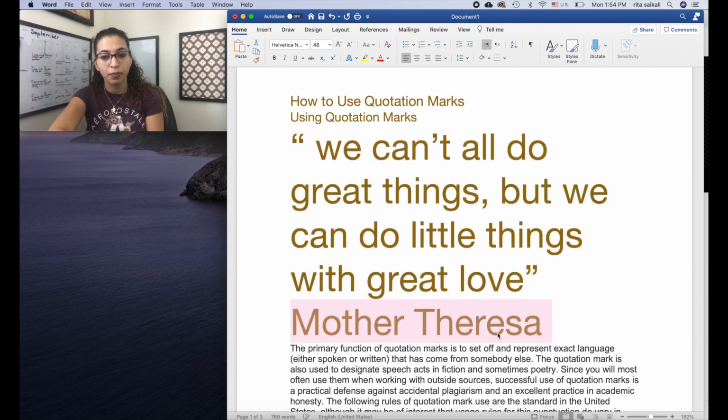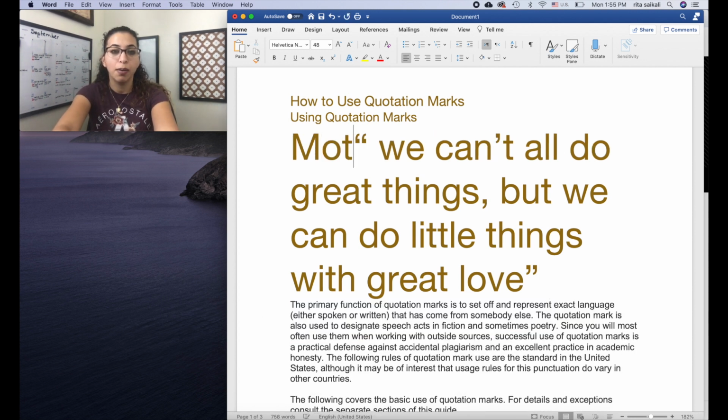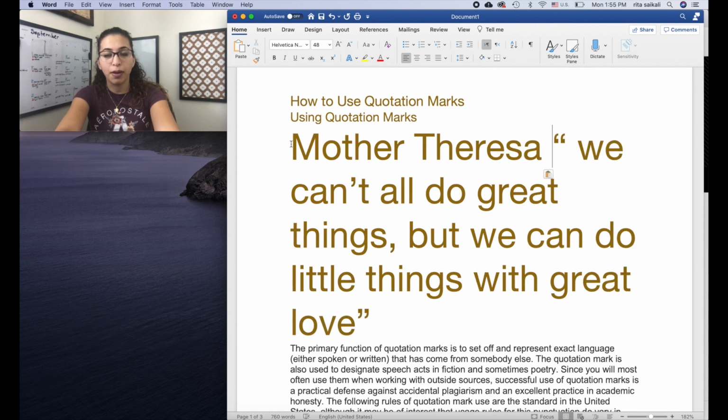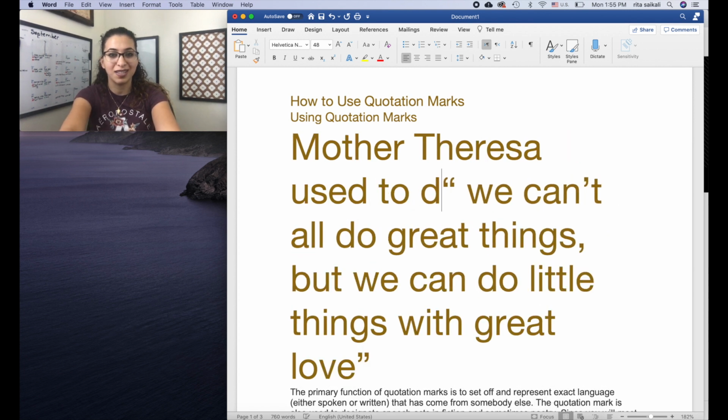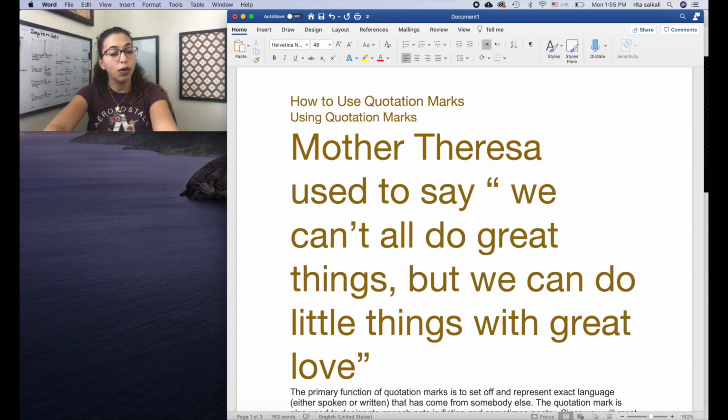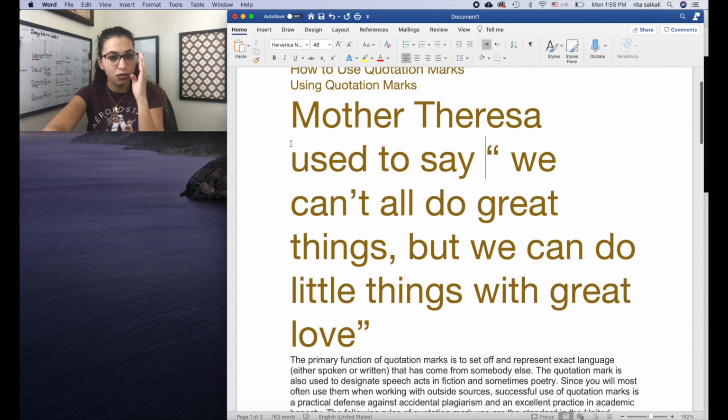And then I put a dash. It depends, this is because it's just the quote by itself. I put a dash and I said Mother Teresa, so I can say that. Or I can say in my paragraph, Mother Teresa used to say, and then I would put in the quote. Okay? So I put in the quote in this manner.